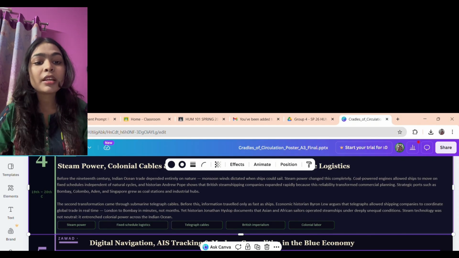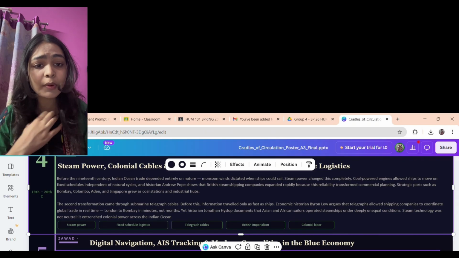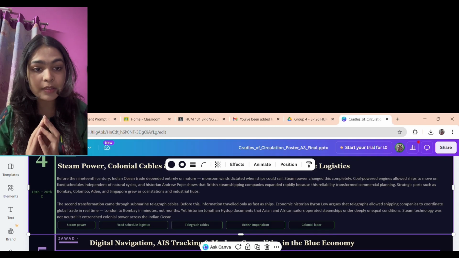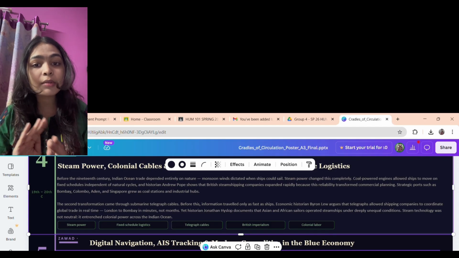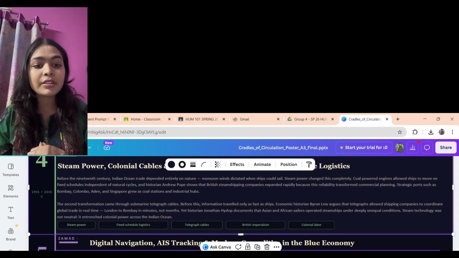We can especially see this through the growth of major colonial ports. Cities like Bombay became central commercial hubs because they were connected to global steamship routes. These ports were no longer just local marketplaces. They became strategic centers of empire, finance, and industrial shipping. Trade became faster and more predictable, and increasingly connected to global capitalism.